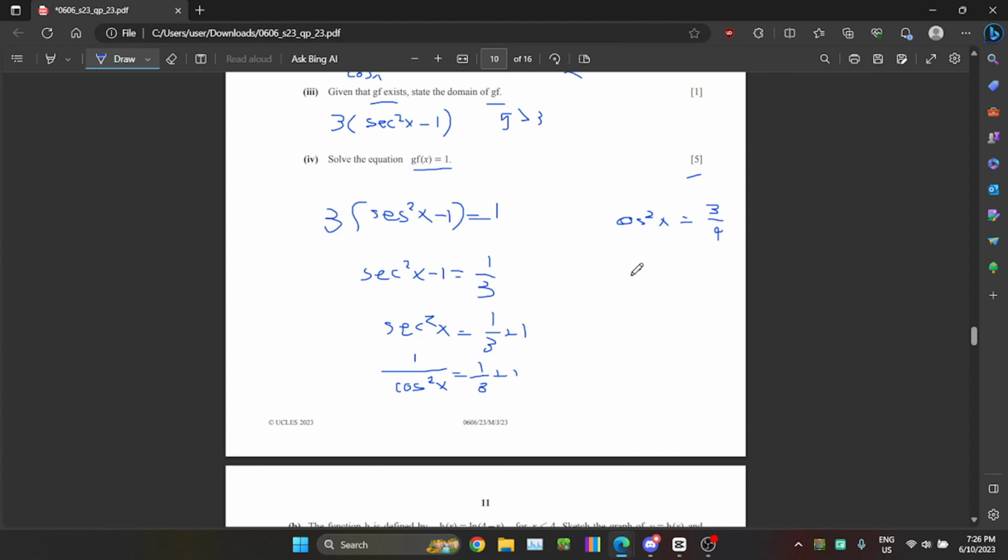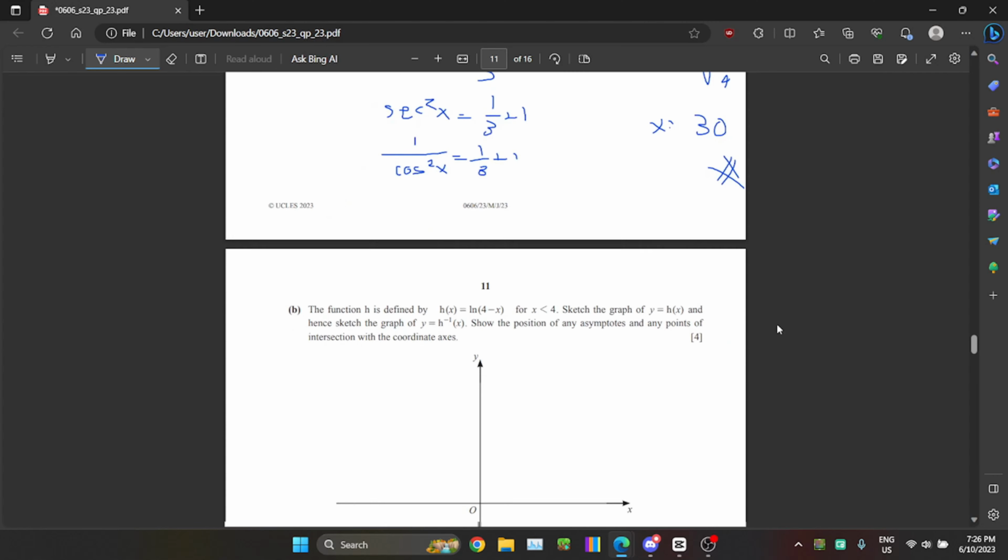So we're going to bring the square over, so that means cos x equals the square root of 3 over 4. And then x is just the arc cos of this, so give me a second. Arc cos of the square root of 3 over 4 is 30. X is 30. Just like that.